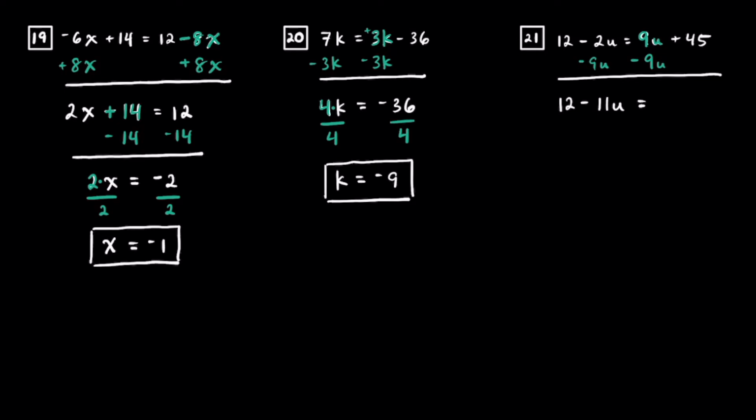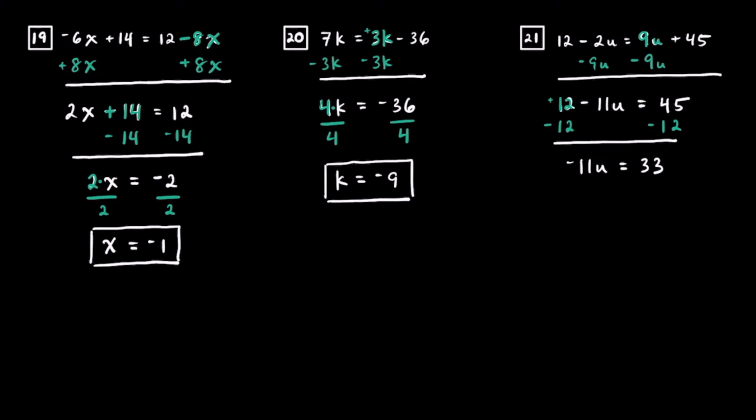There's no more u's on the right side, and we're left with positive 45 on the right side. Okay. At this point, we just have a two-step equation, and to solve for u, we need to start by getting rid of this positive 12 that's on the same side of it, and we can do so by subtracting 12 on the left and subtracting 12 on the right. On the left, 12 minus 12 is 0, so we just have negative 11u on the left side. And on the right side, 45 minus 12 is going to equal positive 33.